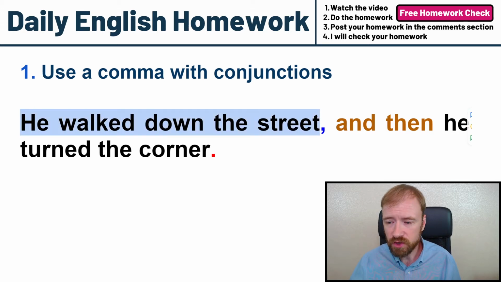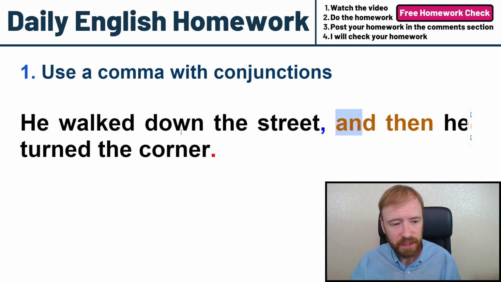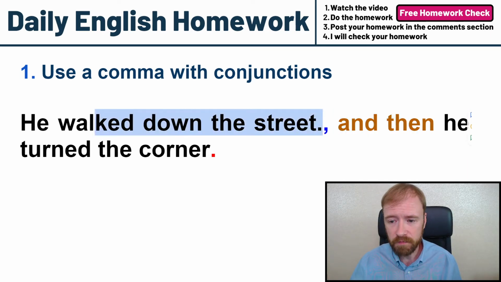He walked down the street, and then he turned the corner. Our conjunction "and" here is helping us to connect the two pieces of information, the two clauses. So, he walked down the street. That could be one sentence. That's one piece of information. He turned the corner. That could be another sentence.